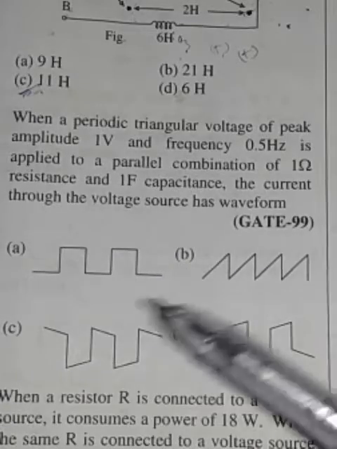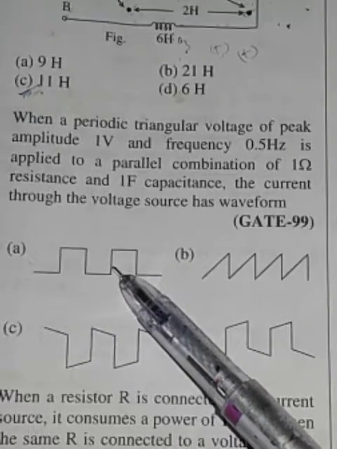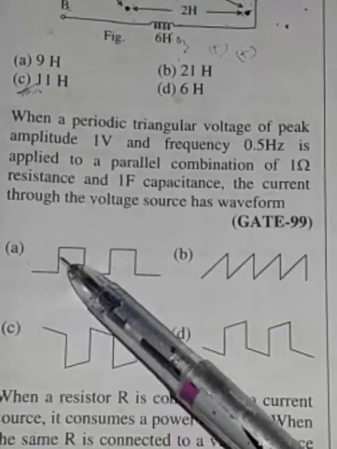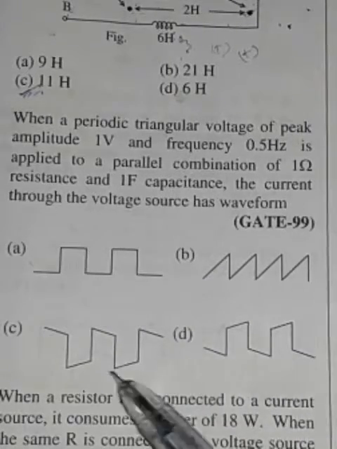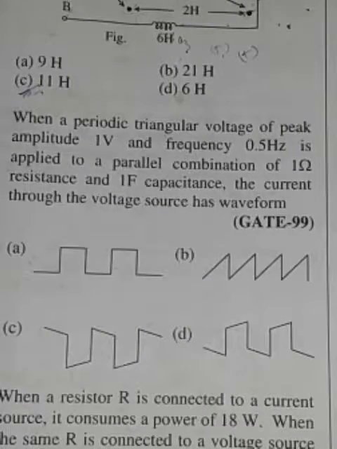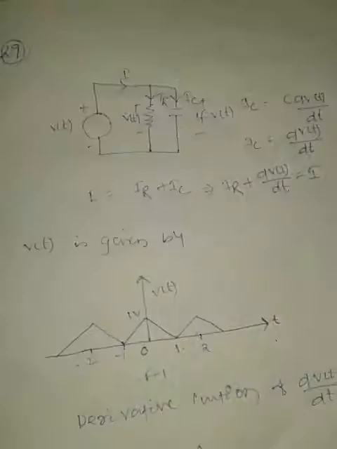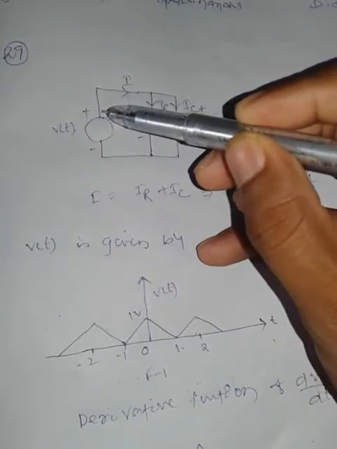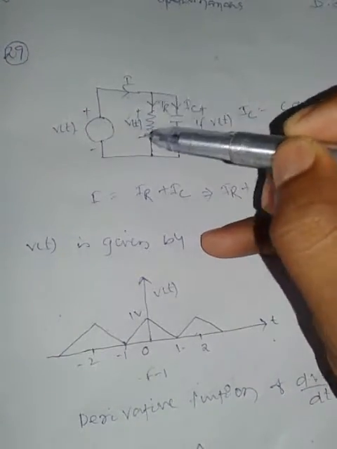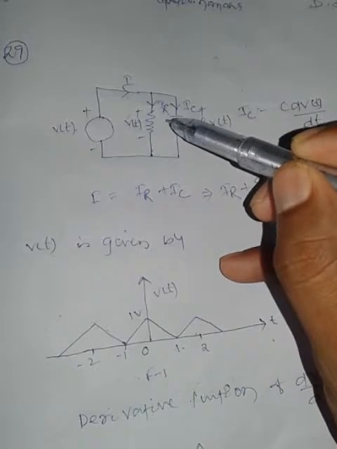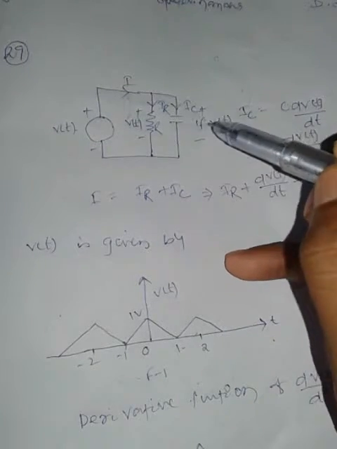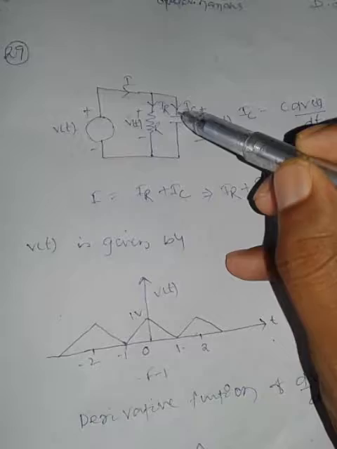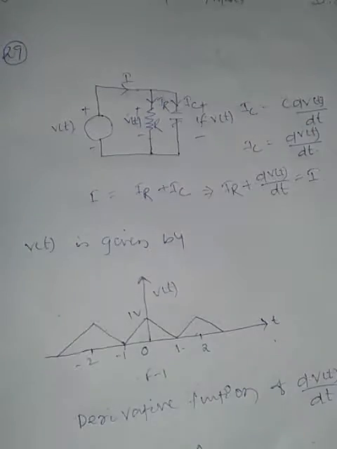So they have given 4 figures. This A will be a square wave, B, C, D. So this is the figure they have given: V of t, the voltage source, connected in parallel with one resistance R, and also connected to one capacitor. So this is the figure they have given.